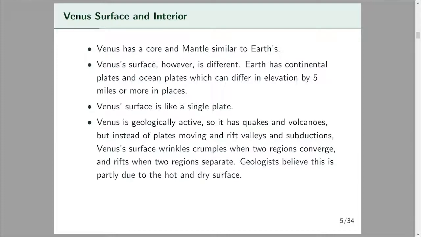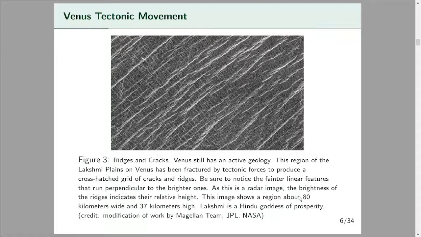Geologists believe this is due to the fact that it's got a hot, dry surface. It's very hot, so it wrinkles easier, and it's dry. There's not a lot of water in there. That affects its stiffness. Here's some pictures of wrinkles on Venus.